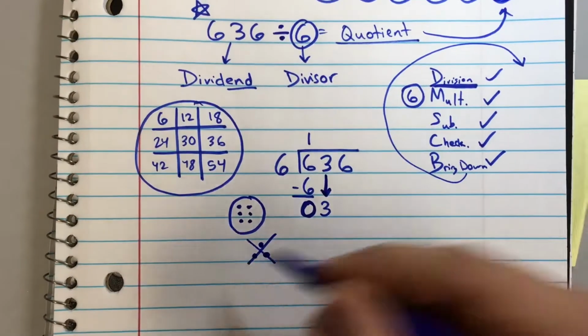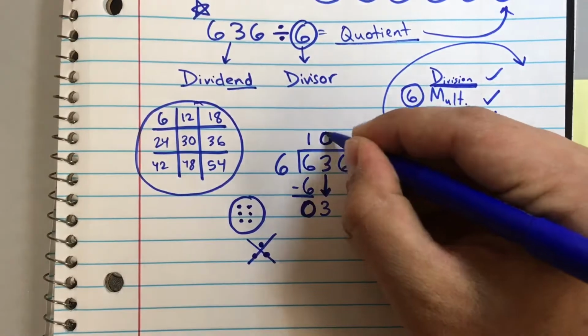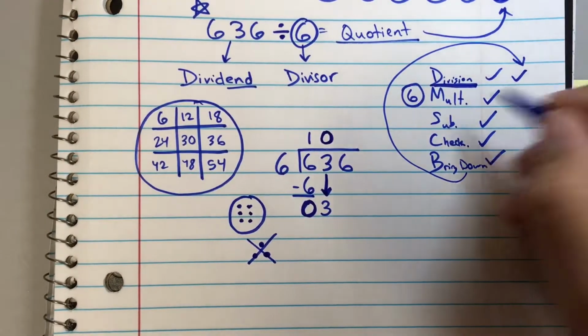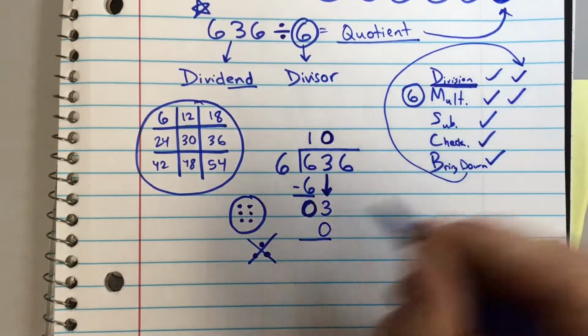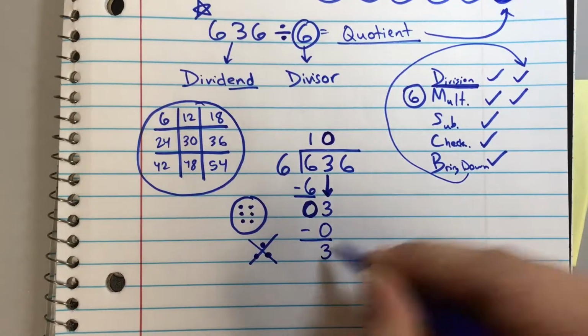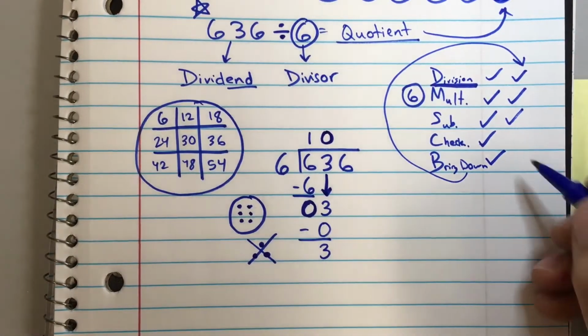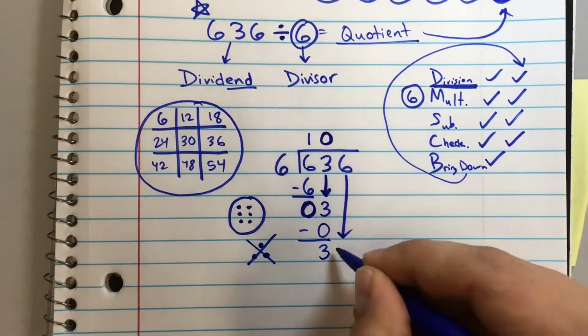Well, there's not even one complete group of 6, so I'm going to write a 0 above our tens place and check off division. Multiply 0 times 6, and I get 0. Subtract 3 minus 0 and get 3. Compare, is 6 greater than 3? Yes, we sure hope it is. So I give that a check, and I bring down my next place value.